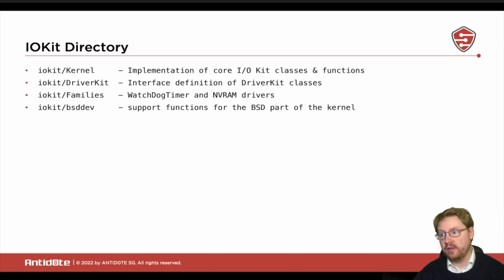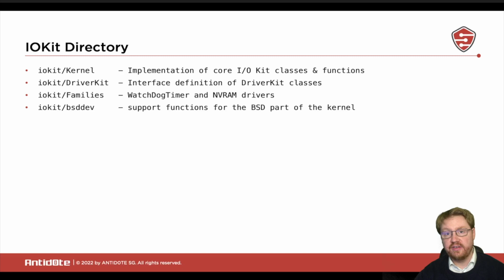Let's move on. IOKit. So IOKit is also containing a bunch of subdirectories. First of all, there's this BSD dev directory. That's basically a bunch of stuff between IOKit and the BSD part of the kernel. And then the most important directory is for sure the /kernel directory. That's where all the low-level IOKit core functions are basically implemented in C++.